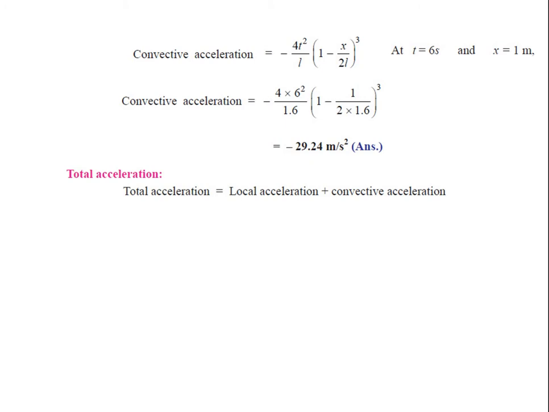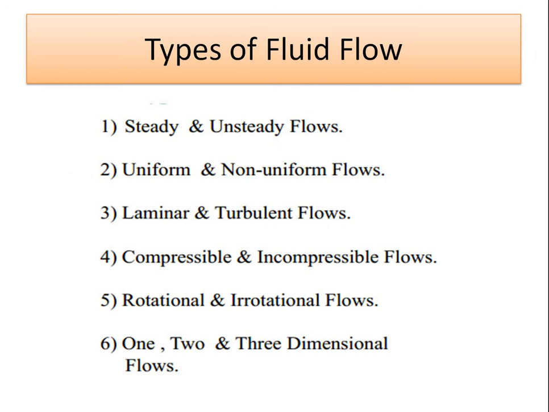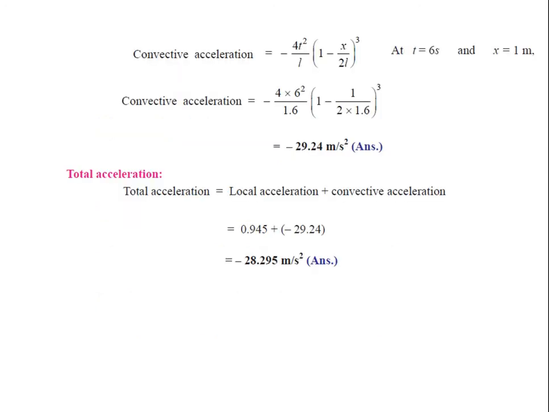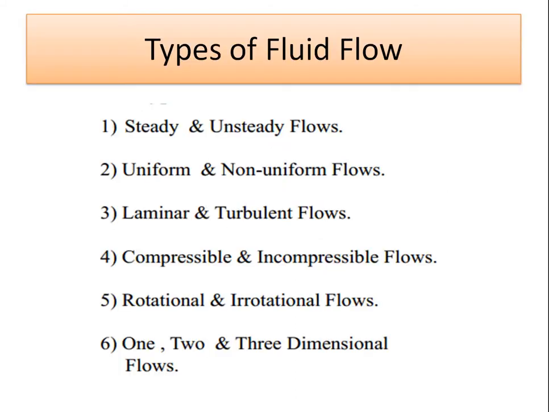Now total acceleration is nothing but the summation of local acceleration plus convective acceleration. So it is equal to 0.945 plus minus 29.24. So the total acceleration is minus 28.295 meter per second square. What does it indicate? Here the negative sign indicates that there is retardation.